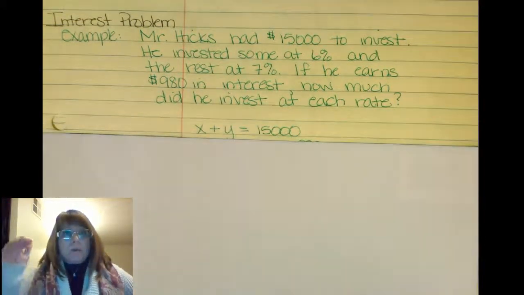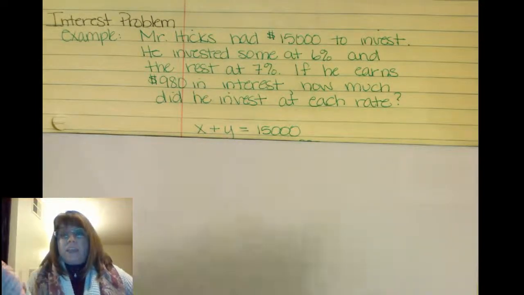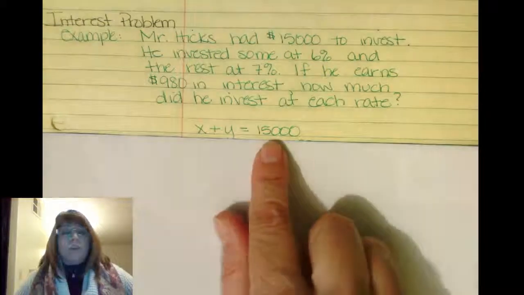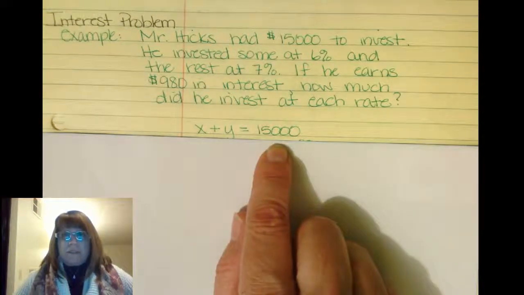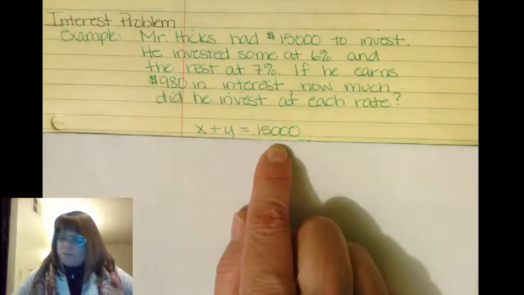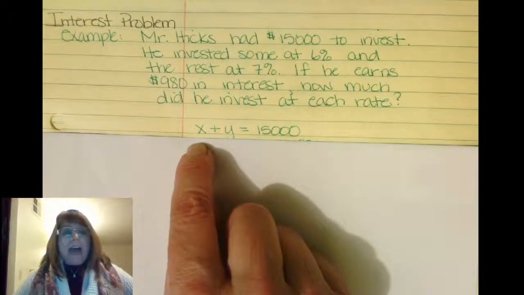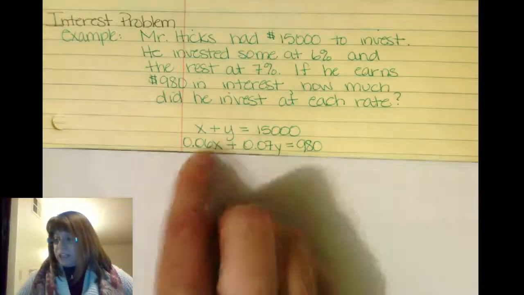I'm not going to run through each of the steps, but you want to figure out that the two amounts I don't know are what he invested in each rate. Here's what I do know. If I add up both my X value and my Y value, I get the total amount of money that he invested. So X plus Y equals 15,000. And at each interest rate, if I add that up, I get the 980 in interest. So here's my second equation.